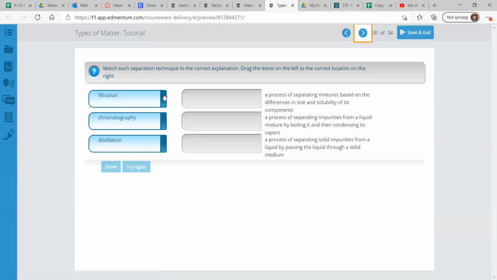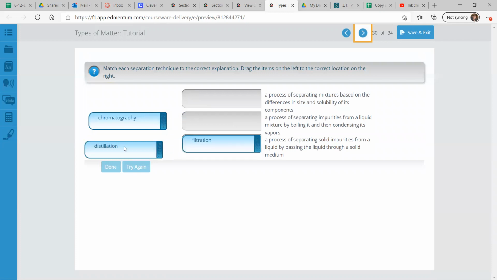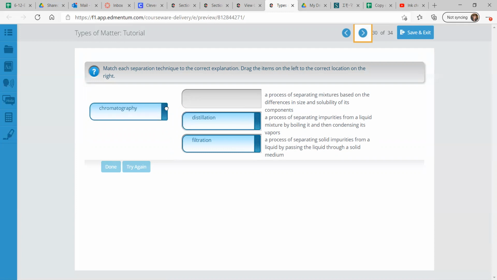All right, so lastly, we're going to match the filtration techniques with the definitions. Filtration, that was the first one we looked at. That was when we use some type of material, some medium, to separate solid particles from a liquid. Distillation is when we boiled something and then condensed it back. And then chromatography, that's when you separate mixtures based on different sizes and solubilities of the components, like that ink chromatography.